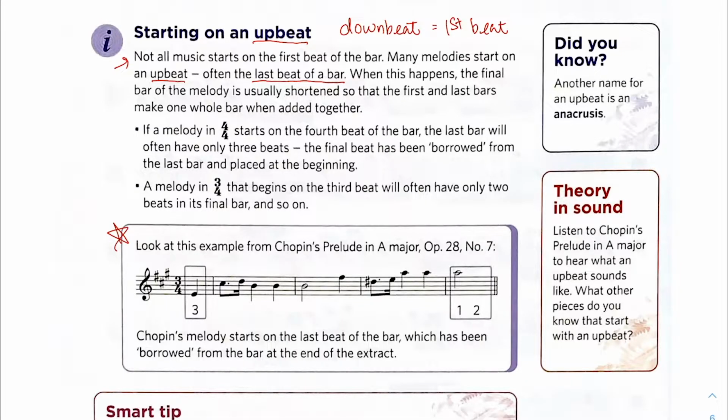Let's take a look at the example here. This is from Chopin's Prelude in A major, Opus 28, number 7. This excerpt starts with an upbeat. If you look at the time signature, it's in 3/4 time, meaning there are 3 crotchet beats in every bar. Now the first bar line is here, and before the first bar line, you see that there is only 1 beat, which is this beat here, and that would be the last beat of the bar. So if there are 3 beats in every bar, it would be beat 3.